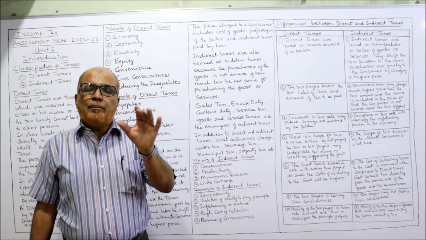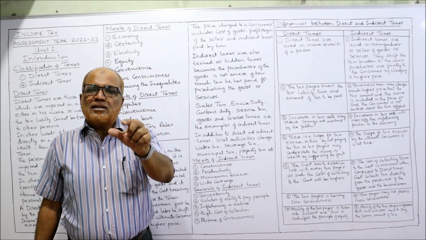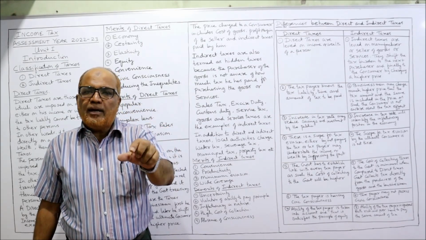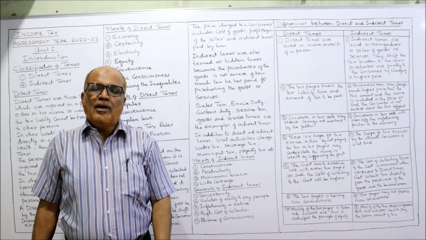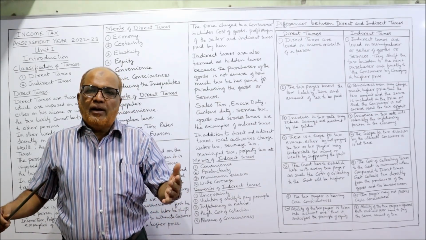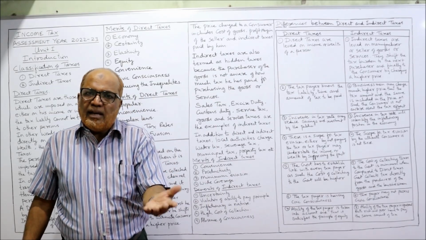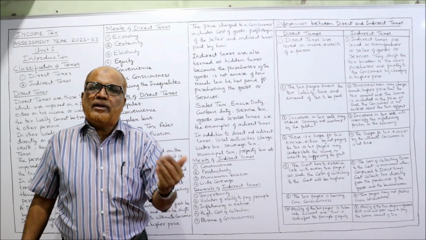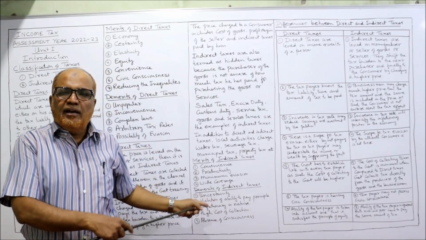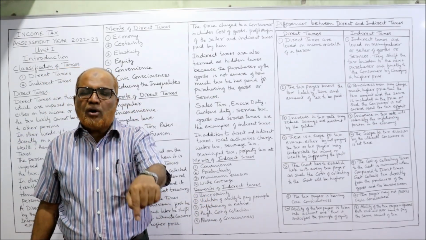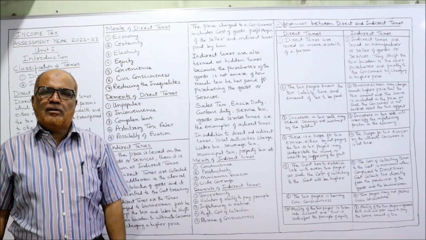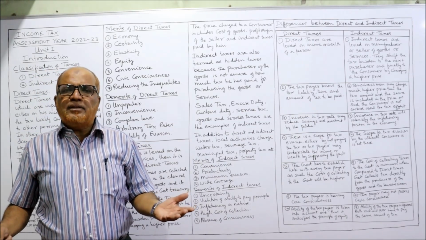Next one is violation of the ability to pay principle. Actually, one of the principles of taxes is that taxes should be applied according to the ability of the person. If a person has more ability, he has to pay more taxes. If a person has less ability, less taxes. That is the equity principle. But in indirect taxes, there is a violation of this principle of equity. Why? Everybody has to pay the tax.